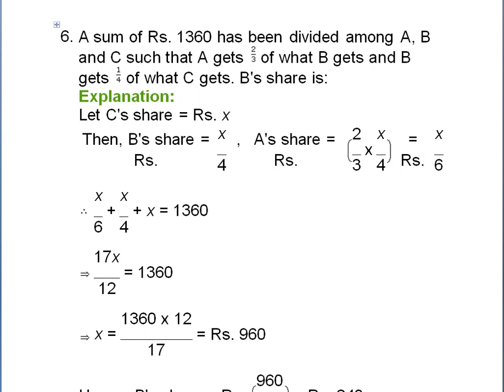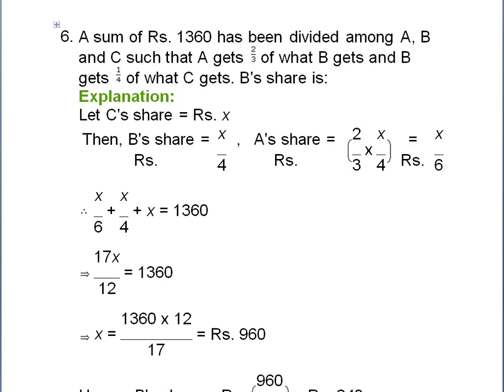Moving on. A sum of rupees 1360 is being divided among A, B and C, such that A gets 2 by 3 of what B gets and B gets 1 by 4 of what C gets. So what is B's share?